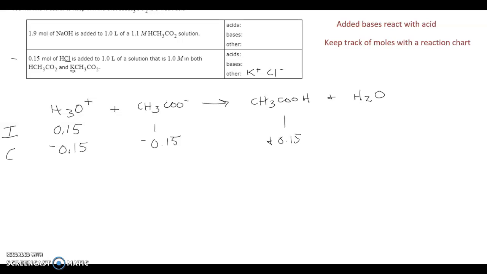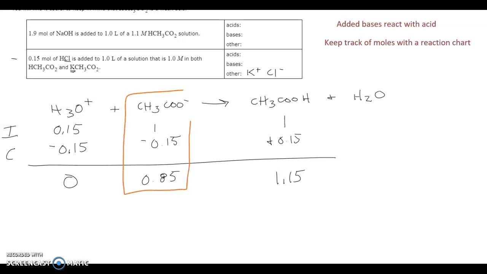Okay, sum all of those up, what the final amounts are, and we'll have 0, 0.85, and we will have 1.15. Okay, so we've got the CH3COO- in solution at the end. So we're going to have this stuff in there. We're going to have the acetic acid in there. And we're going to have the spectator ions.